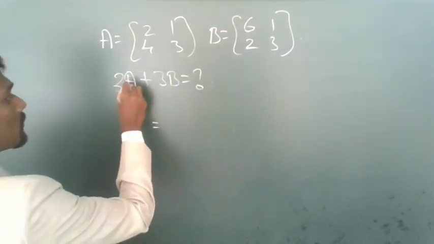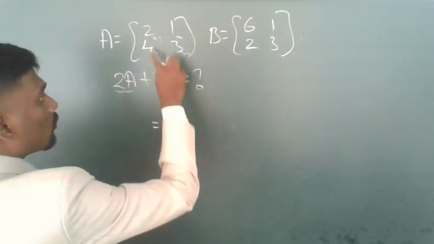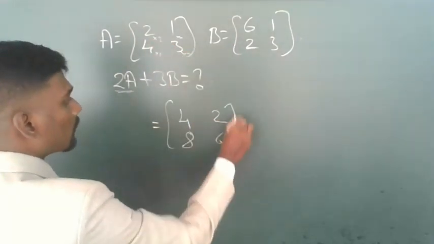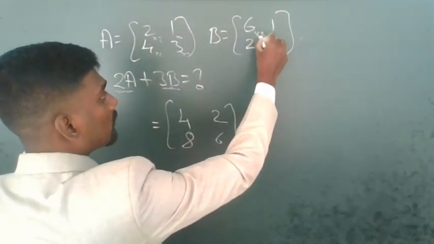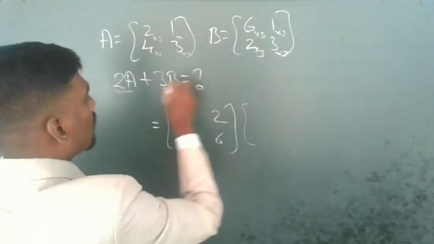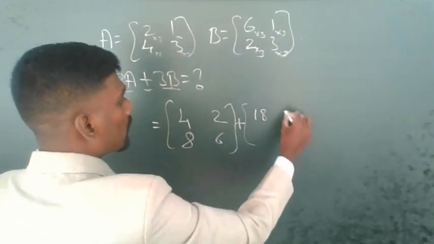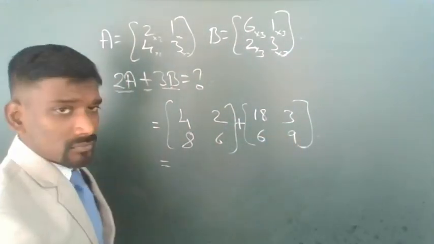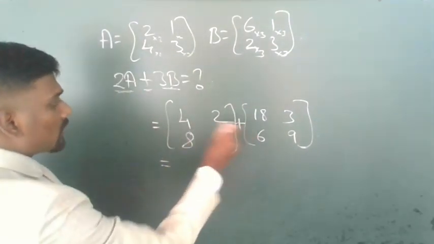Now 2A, that means what? I have to multiply everywhere by 2. Here 2, that means 2 2s are 4, then here again 2, 2 4s are 8, and 3 2s are 6. I have multiplied this. Now here it is 3B. So here you are multiplying 3, here 3, here 3 and 3. So what is the answer? I want to find the sum, so here I am going to write plus. 3 6s are 18, 3 1s are 3, 2 3s are 6, 3 3s are 9. Okay. Now addition. That's the reason I took the basic addition first. Now I have to find the addition of these two matrices.